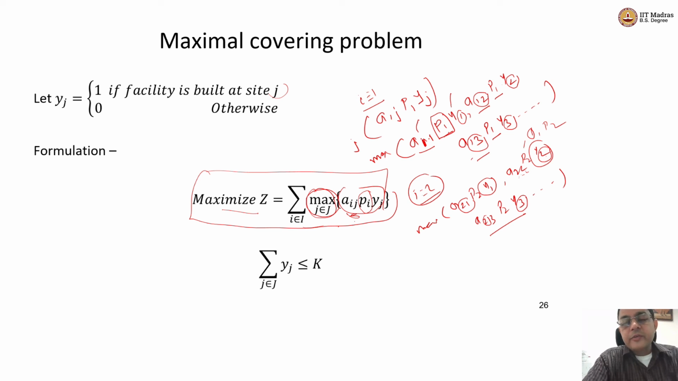Our objective is to maximize the population that can be reached within that specified time, right? 5 minutes or 30 miles, right? So that is the first set of constraint.